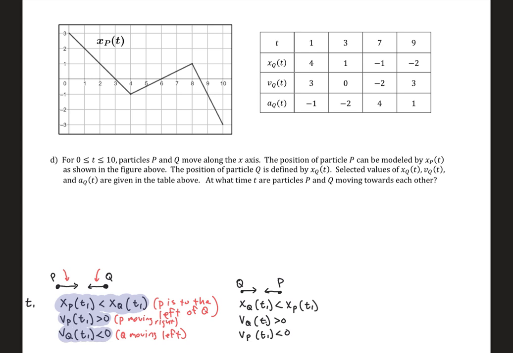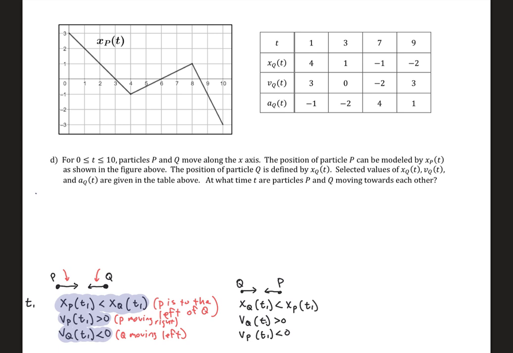Okay, so one of those scenarios has to be true. Either this scenario here or this scenario here. So we look at these different points in time. We only know things about particle Q at these 4 times up here: 1, 3, 7, and 9. So that's the only ones that we can test. We know more information about particle P, its position and velocity at every value between 1 and 10, but we only know Q at certain values, so we can only test those values. So we just go one at a time.